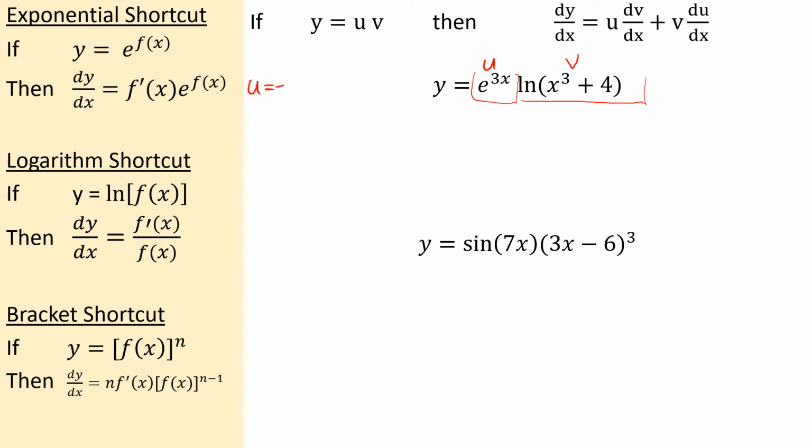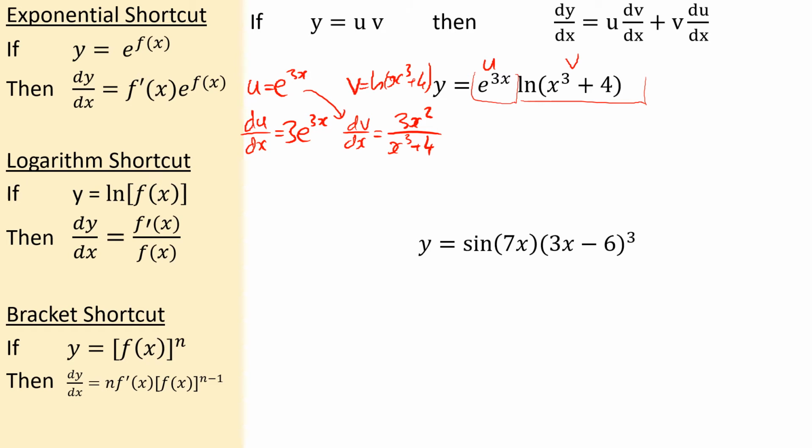We've got u is e to the 3x, and we've got v is ln of x cubed plus 4. And then let's differentiate them both. So our du by dx, again we can use this shortcut here. We want to differentiate 3x, that's 3, and then we just write e to the 3x again. Our dv by dx is always a fraction for a logarithm, so we'll put x cubed plus 4 on the bottom. And then we'll differentiate that and put that on top. So 3x squared on the top, the 4 will go away.